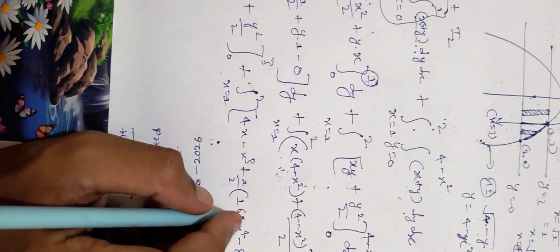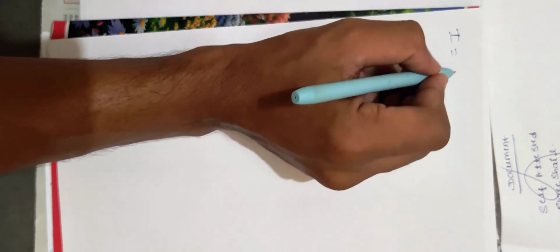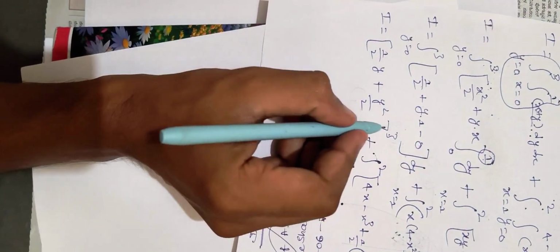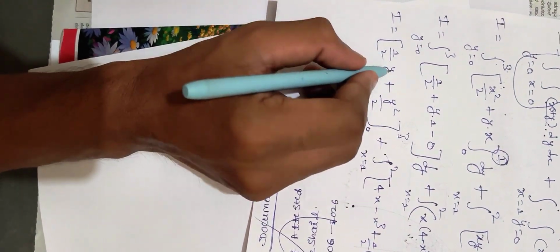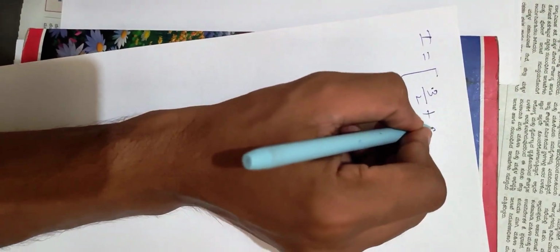Is it clear, students, up to here? So now students, lastly simplify the terms. What is the upper limit here? We have y running from 0 to 3. Substitute y equals 3, that is the upper limit. So what you will get? 3 by 2 plus 9, that is 3 square.